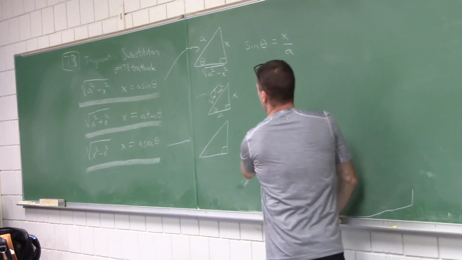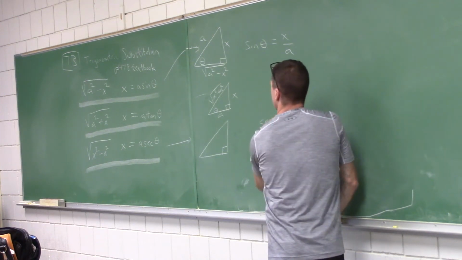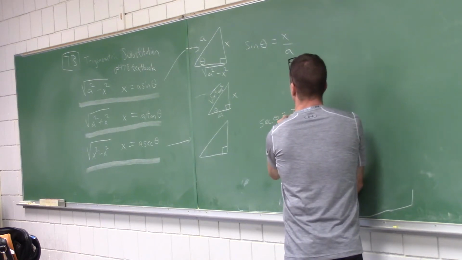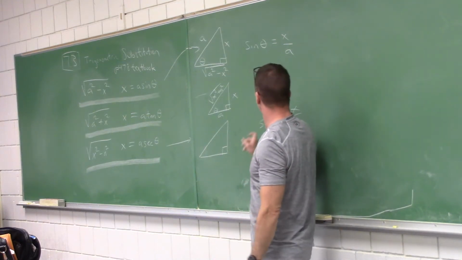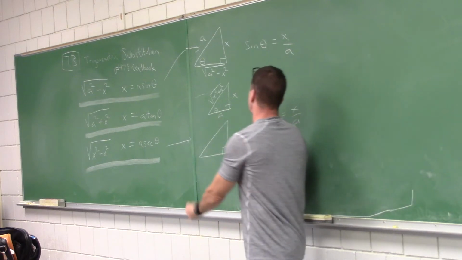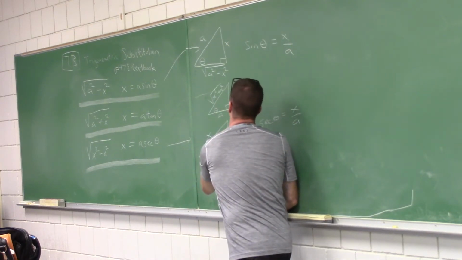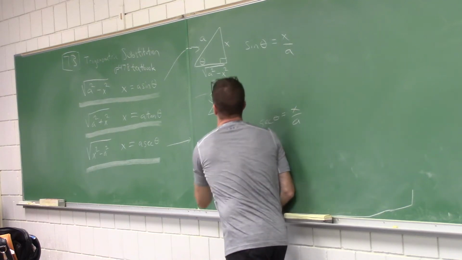And when x equals a secant theta, what's secant of theta equal to? X over a. Remember, secant is cosine's reciprocal buddy, right? So when I do secant theta is hypotenuse over adjacent, I'll put x here, a here, and put the square root of x squared minus a squared. And put the theta here.